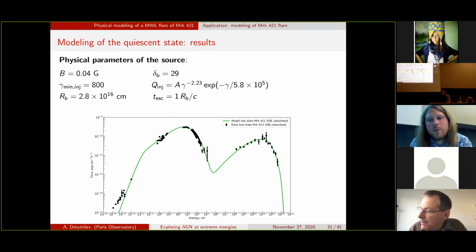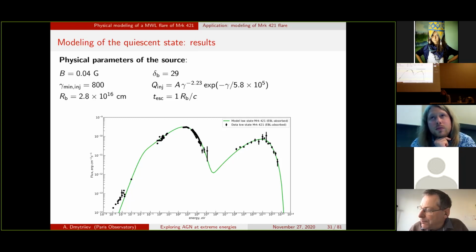Did I answer? Yes, more or less, but as you said, I don't think it's really well constrained from this kind of observation. You have to put on other constraints, like gamma ray opacity, things like that.